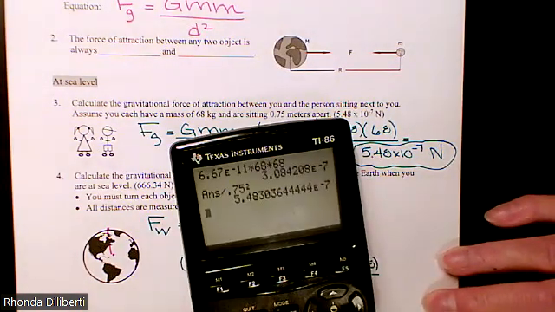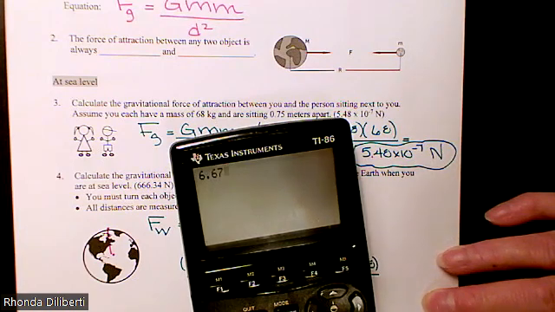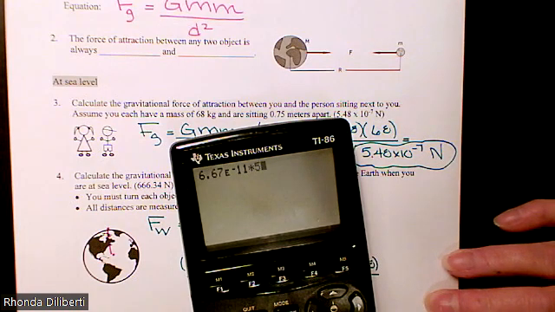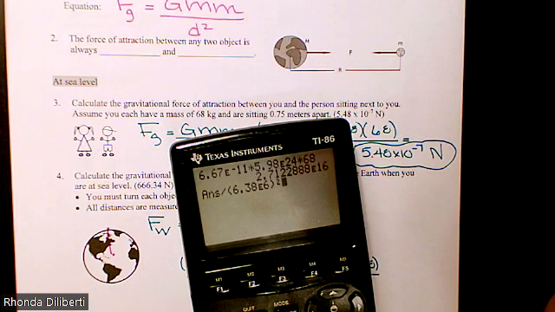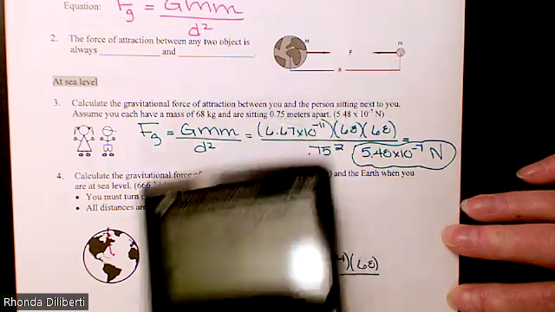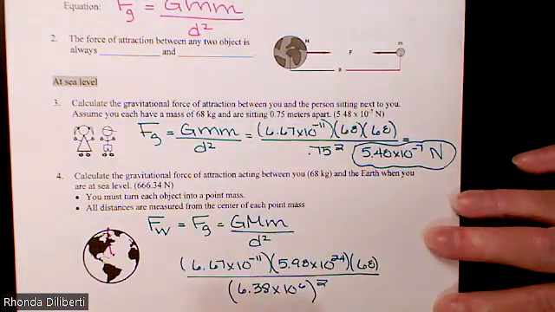I don't know how well this will project, but we'll try. So I'm going 6.67 EE negative 11. That's the gravitational constant times 5.98 EE to the 24th. Notice I'm not using times 10. Times 68 equals. There is my numerator divided by 6.38 EE6. Close my parentheses and I will square that. And my gravitational force of attraction to the Earth is 666.34 newtons.